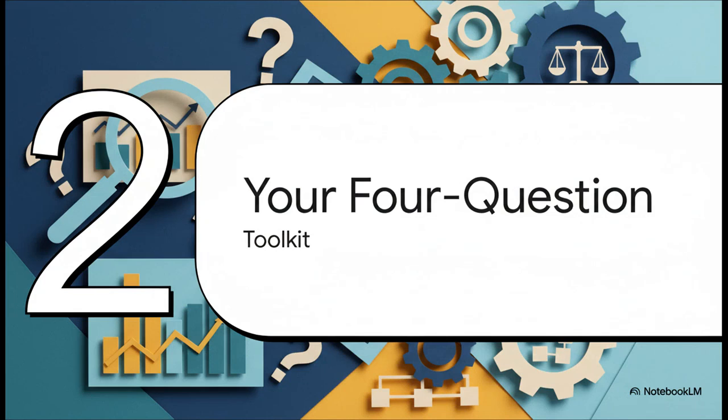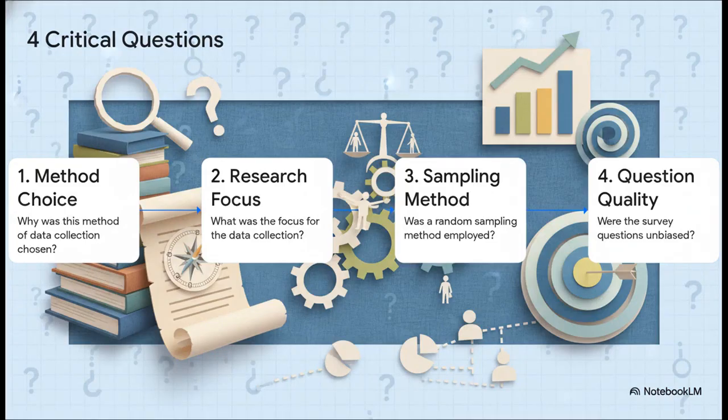And I've got the perfect thing, a 4-question toolkit. Think of it as a set of 4 essential questions you can use to pick apart any piece of research you find. All right, here they are, your 4 critical questions. Number 1, why did they choose this method? Number 2, what was the focus of the data collection? 3, was the sampling method truly random? And number 4, were the survey questions unbiased? Let's break each one down so you know exactly what to look for.